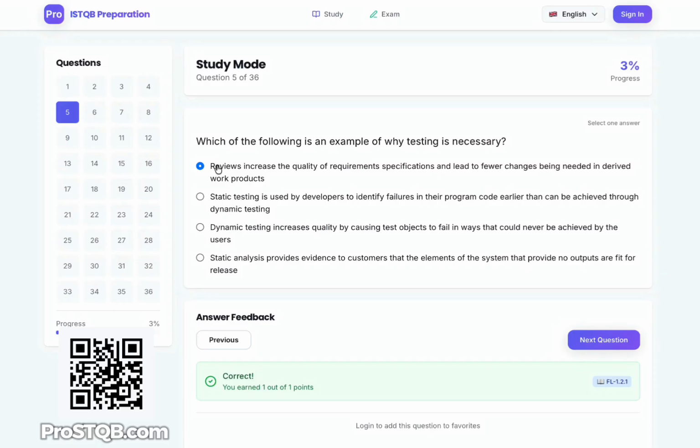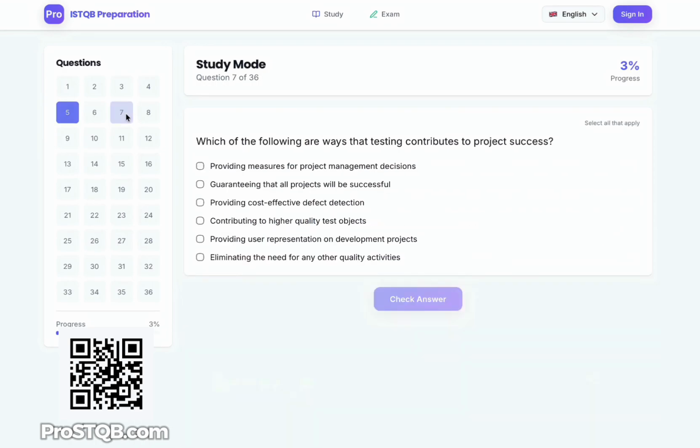Question number 2. Which of the following are ways that testing contributes to project success? First, don't miss the format. This is not a single answer question. You need to identify every correct statement, and one missed answer is enough to lose the point, or even several points. Now let's think through them.